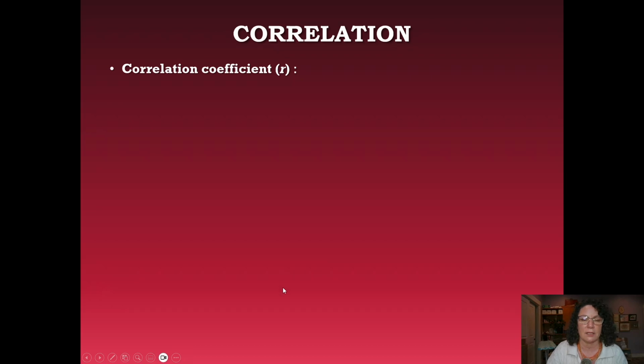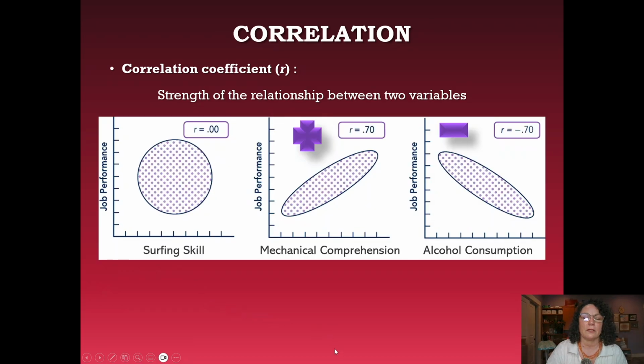So let's talk a little bit about some of the statistical analyses that we do really commonly in psychology in general, IO psychology in particular. Correlations. A lot of times we're interested in whether one variable goes with another variable. And one of the ways that we can assess whether that's happening is by computing a correlation coefficient. A correlation coefficient, which is represented by a little r, represents the strength of the relationship between two variables.